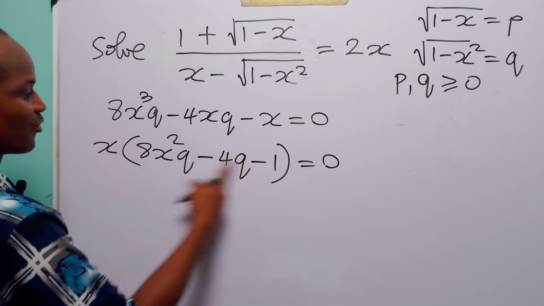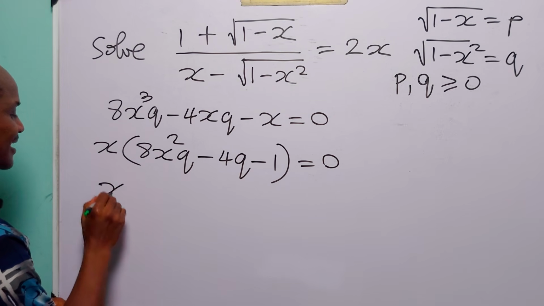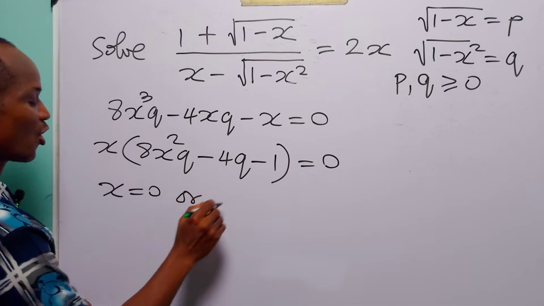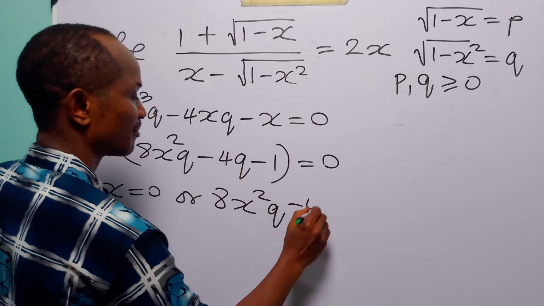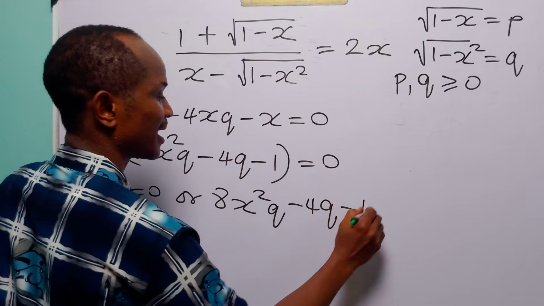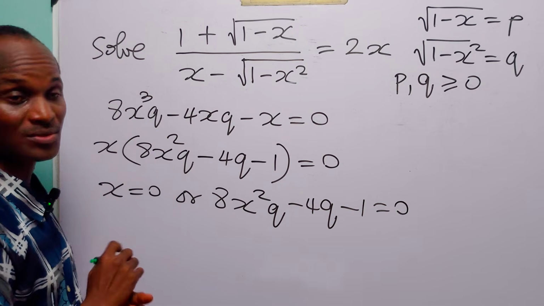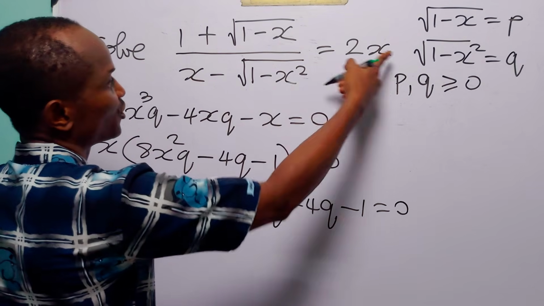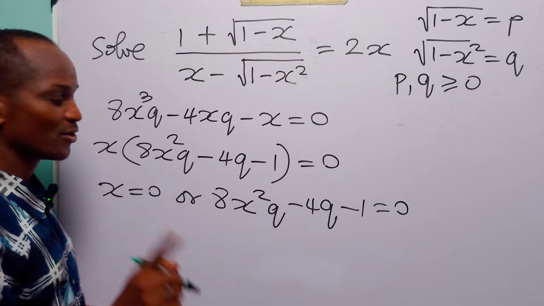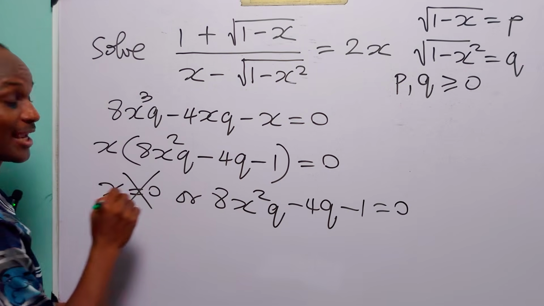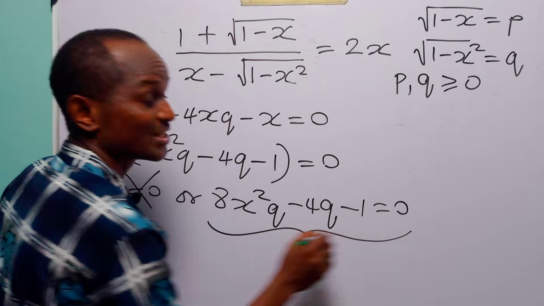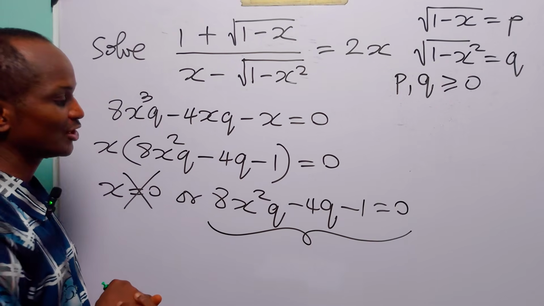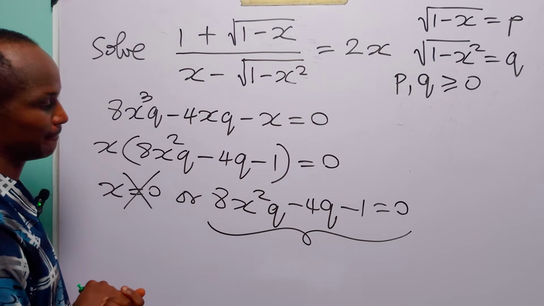and this is equal to 0. Now, from here, we can see that either x is equal to 0 or 8x squared cubed minus 4 cubed minus 1 is equal to 0. But from the original equation, we know that x is not equal to 0. So, let us now solve this equation to find the values of q.